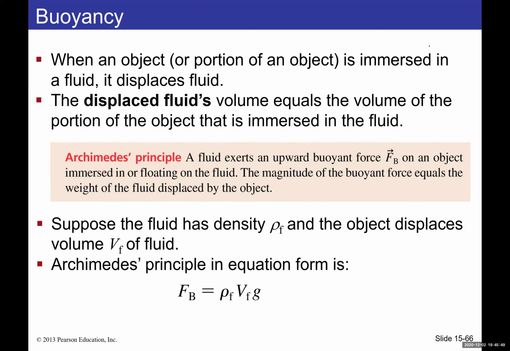Archimedes' principle states that a fluid exerts an upward buoyant force, F sub B, on an object immersed in or floating on the fluid. The magnitude of the buoyant force equals the weight of the fluid displaced by the object. Suppose the fluid has a density rho F, and the object displaces volume V F, the volume of the fluid displaced. Then Archimedes' principle in equation form is the weight. Remember, weight is mass times gravity, but we write mass as density times volume. So it is the density of the fluid times the volume of the displaced fluid times 9.8.